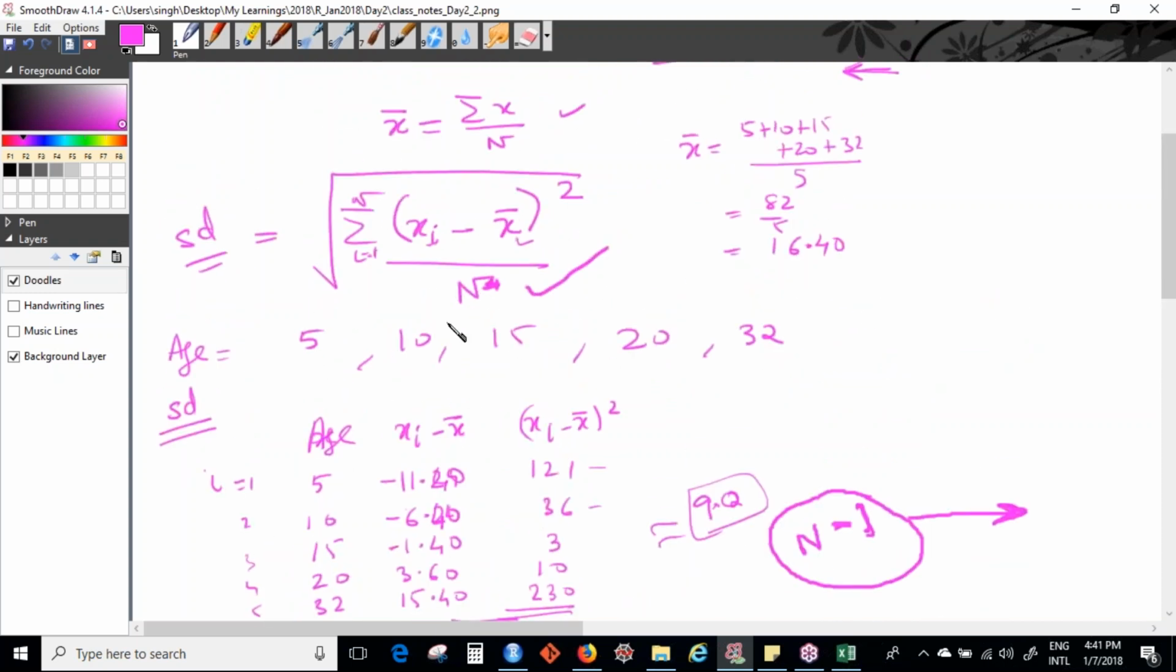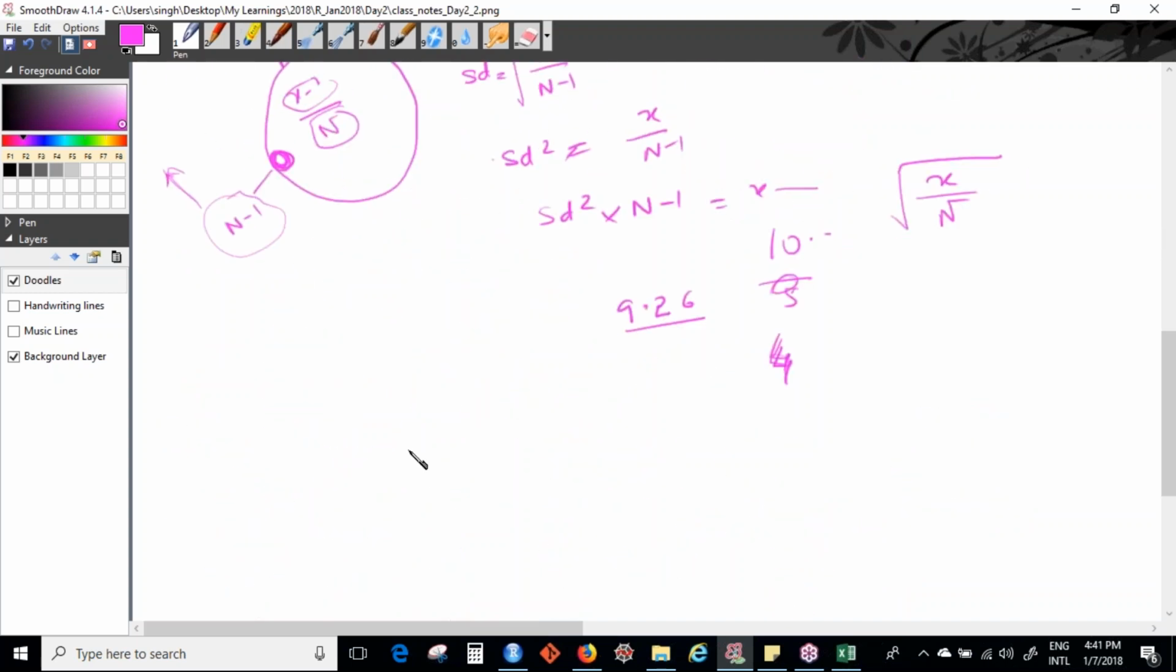And honestly, if you have a very big number of data points, it doesn't make a difference whether you have n or n minus 1. If you have, let's say, 1000 data points, you divide by 1000 or you divide by 999, it doesn't make much of a difference. Because whatever you have here is a square, it's a very big number. So you will get almost the same value.